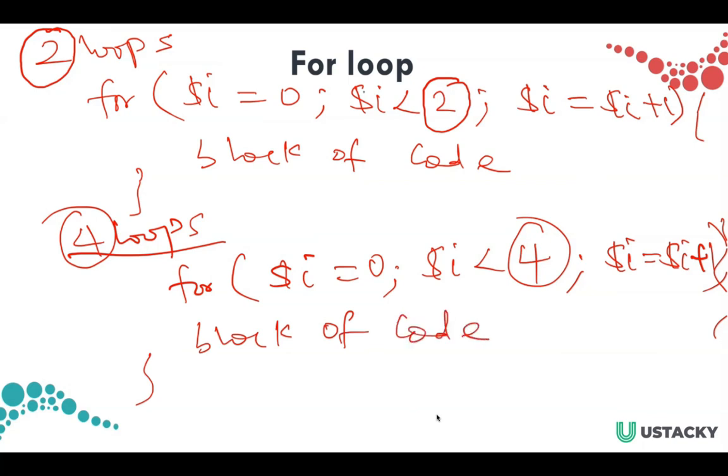So this is a very easy method. At every point in time, this and this will be the same thing. Start from zero, use a less than sign, and use an increment of 1.